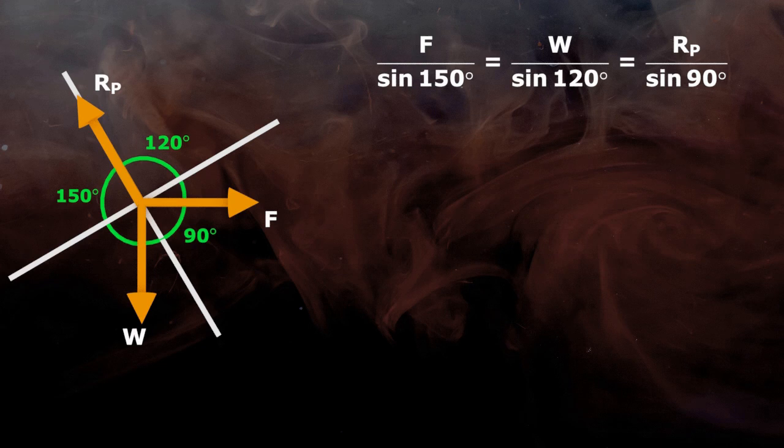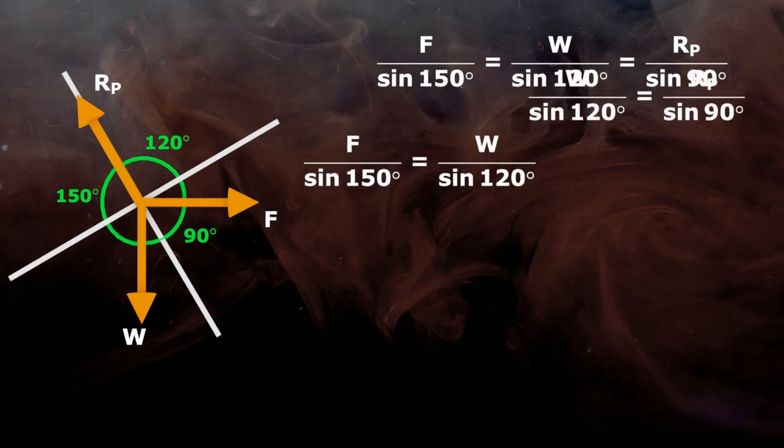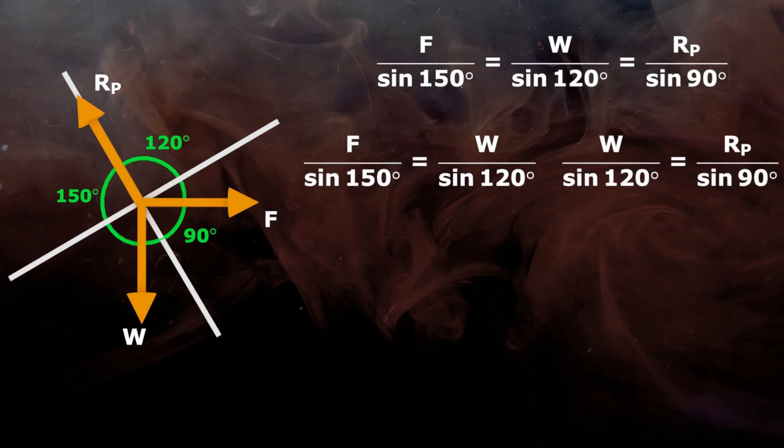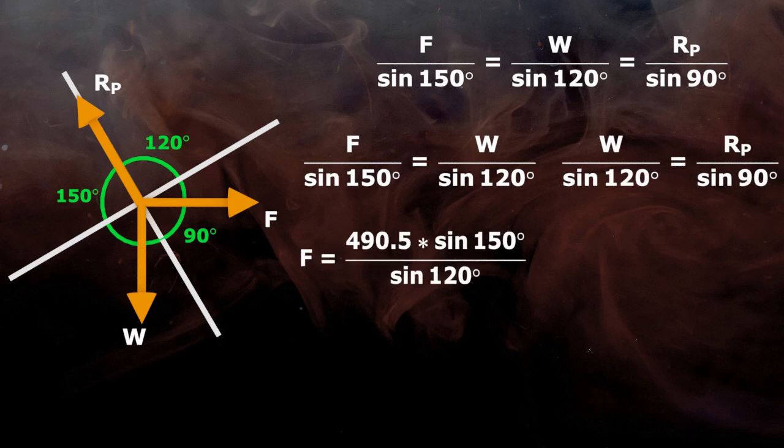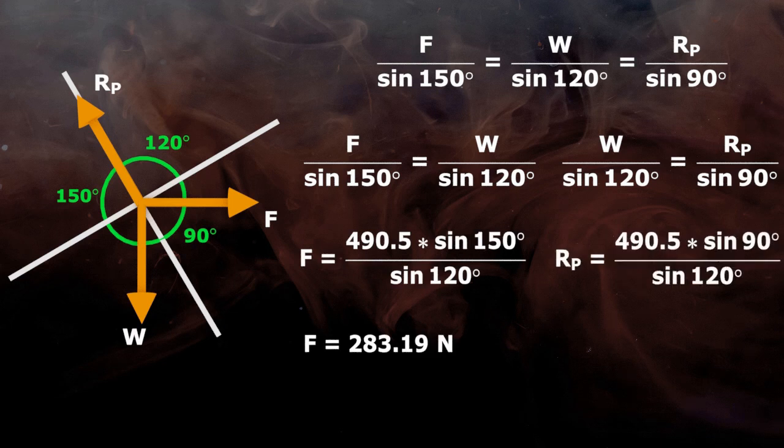Now the magnitude of W is known to us and the magnitudes of F and Rp are to be found out. So let's compare the equations of F and Rp with W individually. After putting all values, we get F equals 283.19 Newton and Rp equals 566.38 Newton. You can observe that both methods give the same results.